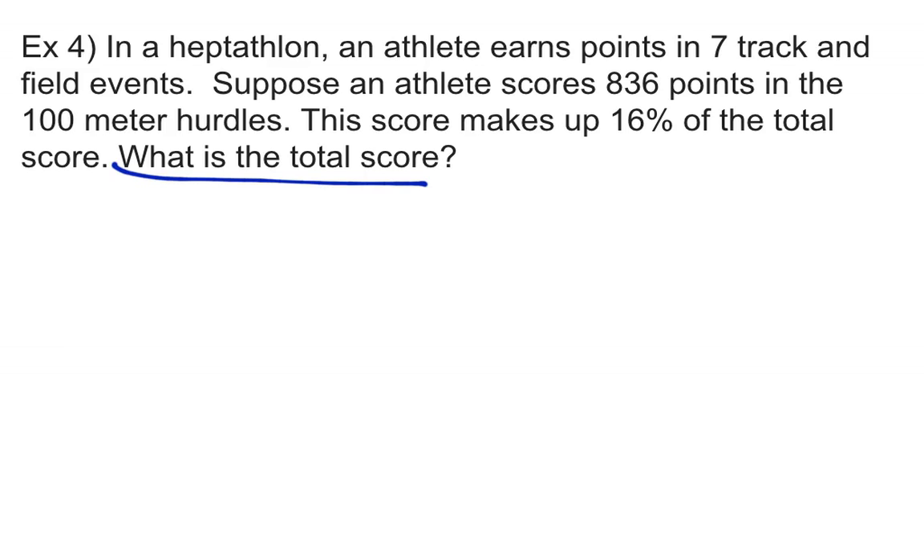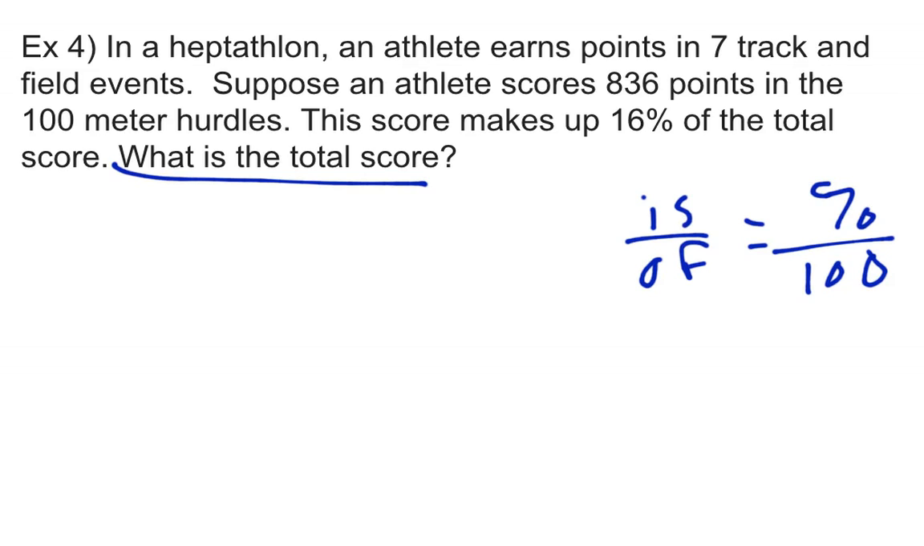Okay. Now, what we learned already was is over of equals percent over 100. Now, I can use it for this problem. The problem is when you read that, you don't always see the word is, and then you don't always see the word of. I see an of right here, 16% of the total score, but it's not that same type of question where it's set up as neatly as our first 3 examples. All right? So we could probably reason through it using the is over of, but I'm going to show you another way to do this.